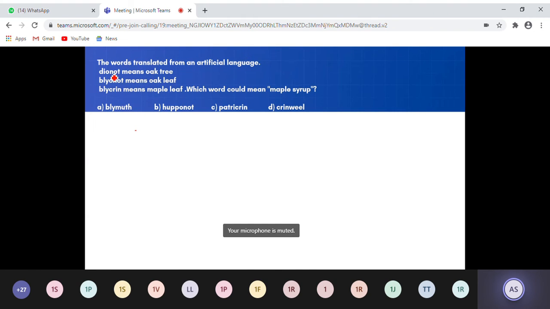Okay. Let's take the first two sentences. Dionot means oak tree. Blynot means oak leaf. What's common here? Not. And what's common here? Oak. So we know oak is not. If oak is not, then what is tree? Dio. Then what is leaf? It is bly.